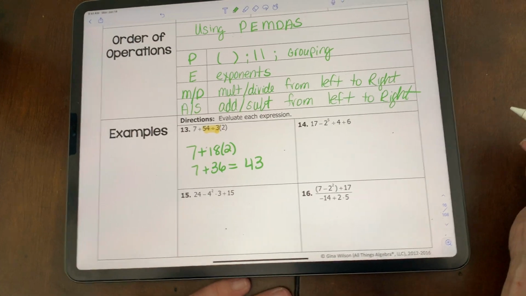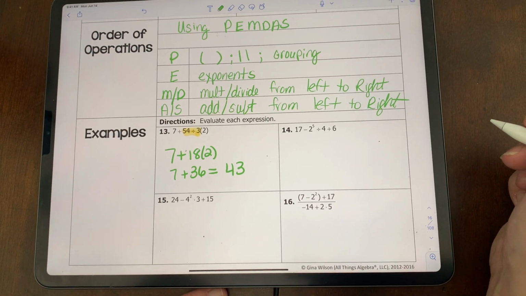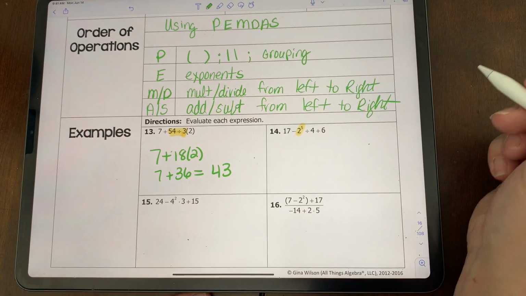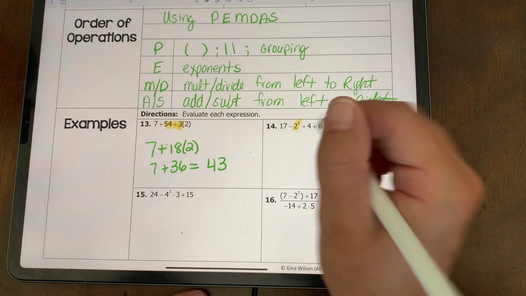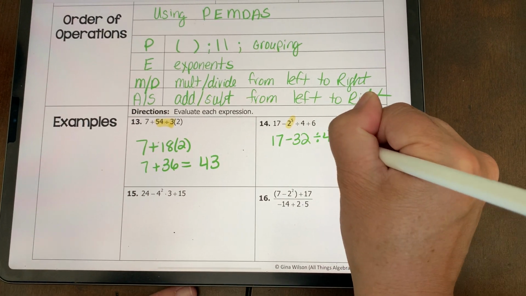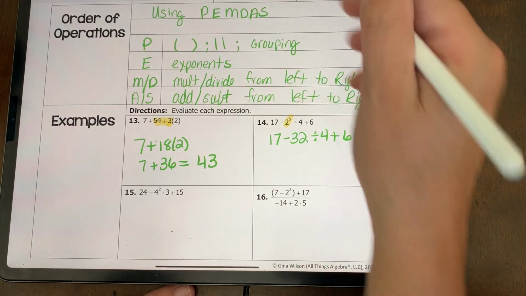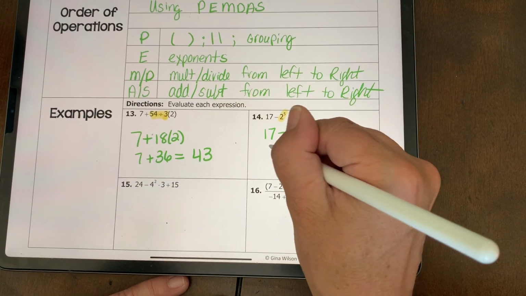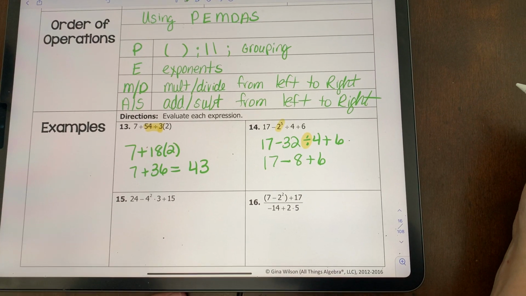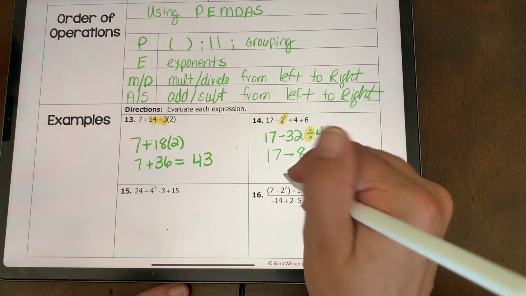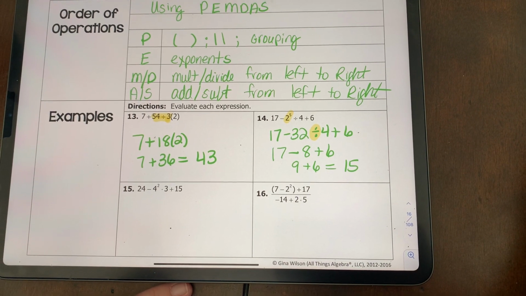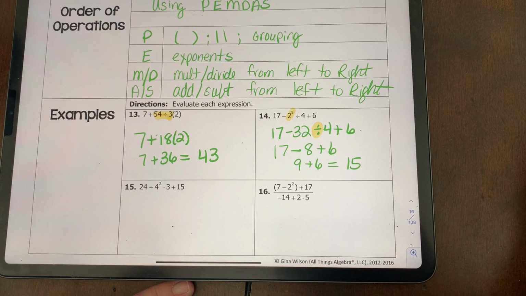Okay, if I look at number 14, I would do my exponents first. That comes first. So 2 to the 5th, 2, 4, 8, 16, 32. So I'd have 17 minus 32 divided by 4 plus 6. And if I look, my dividing comes next. So 32 divided by 4 is 8. And now all I have left is adding and subtracting. So you start on the left, and this is 9. And 9 plus 6 is 15. So you do order of operations.